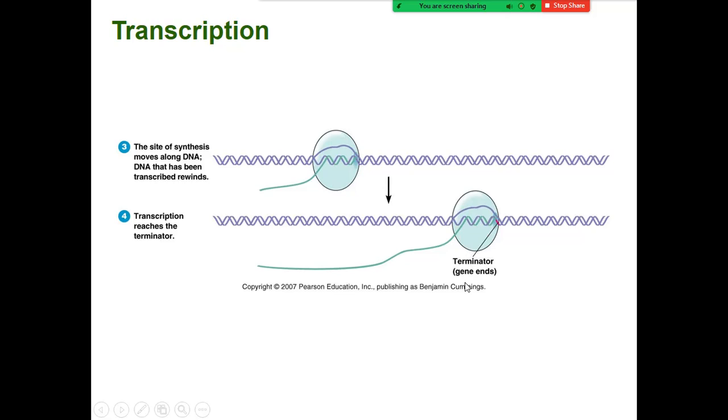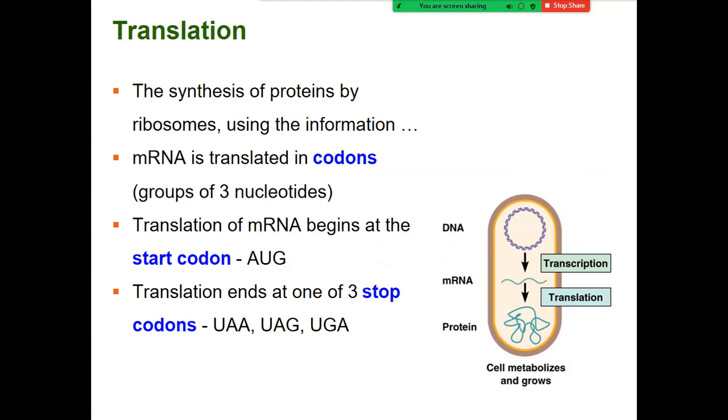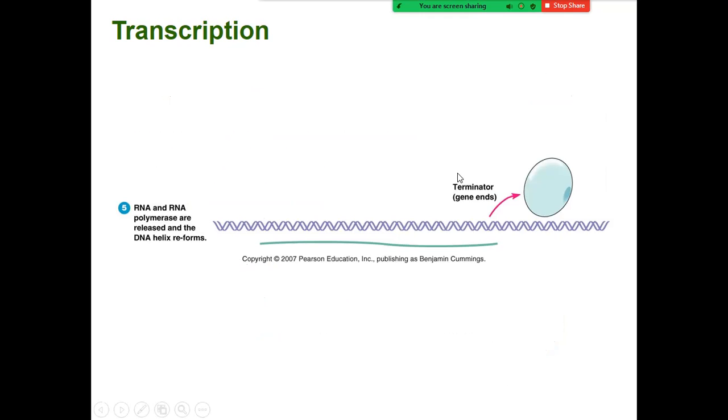The terminator codes for the RNA polymerase to fall off the DNA. When that happens, the RNA is released from the DNA, and of course the DNA snaps back together as a double helix. Any questions about transcription?